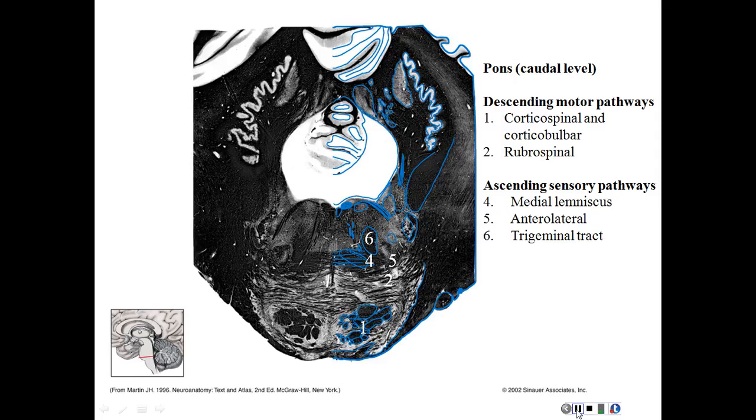Trigeminal is even traveling close with them, but the trigeminal is going to go to the ventral posterior medial, not the ventral posterior lateral. So we have our corticospinals and we have our two sensories. Now, here is an important concept.